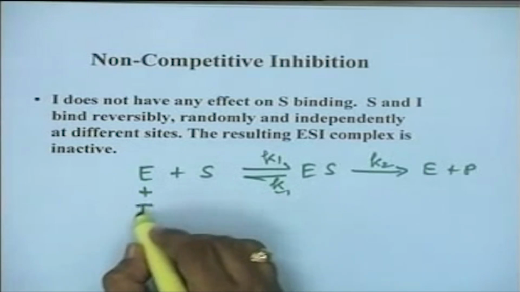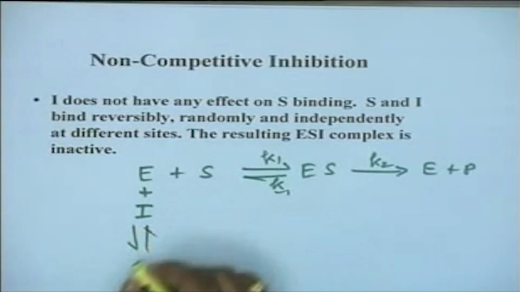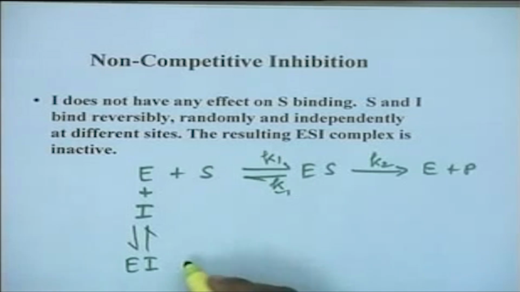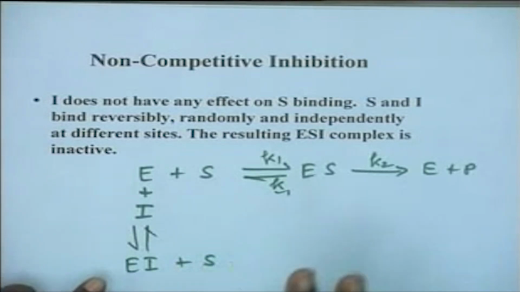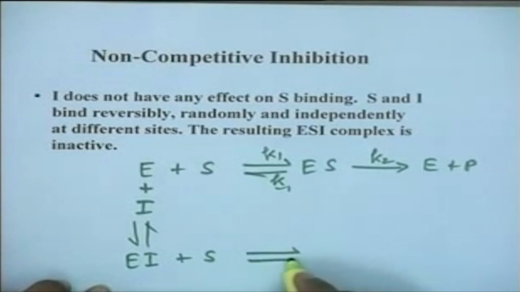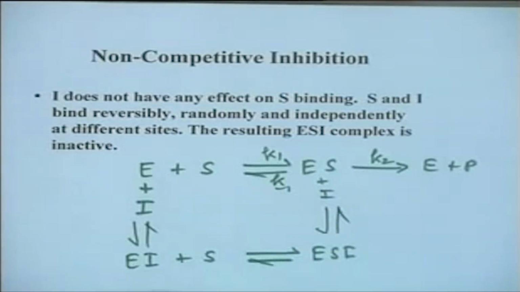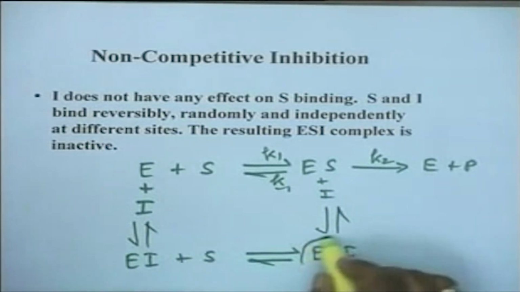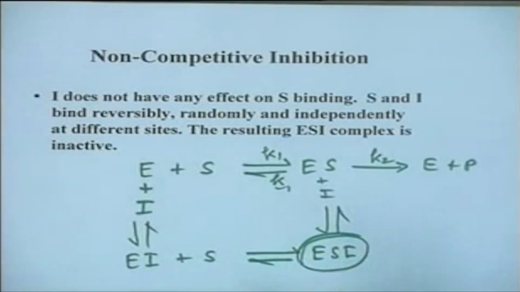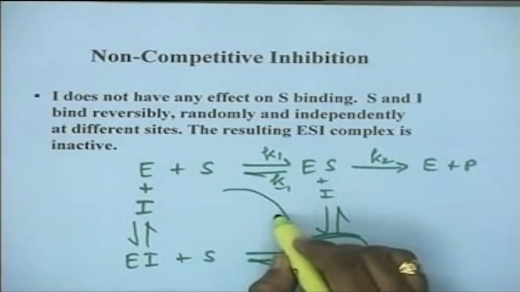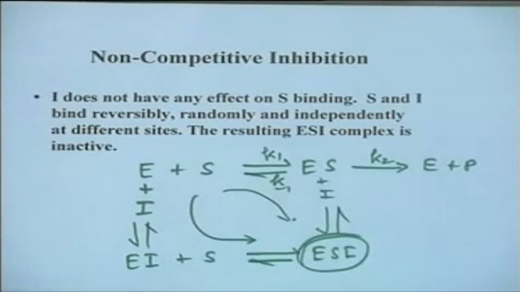The enzyme can also bind to inhibitor, giving you EI, and this EI can also bind substrate, because the binding site for substrate is different, to form ESI. And this ES can also bind to I to give you ESI. Basically, the enzyme substrate and inhibitor complex, the triple complex, can be arrived at either from this route or from this route. There is no problem, because the binding of substrate and inhibitor do not interfere with each other.